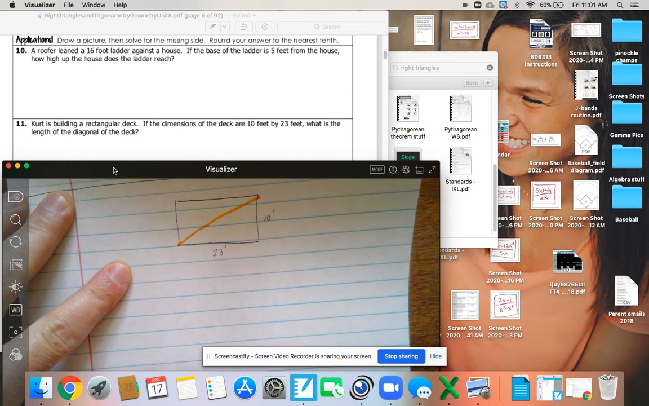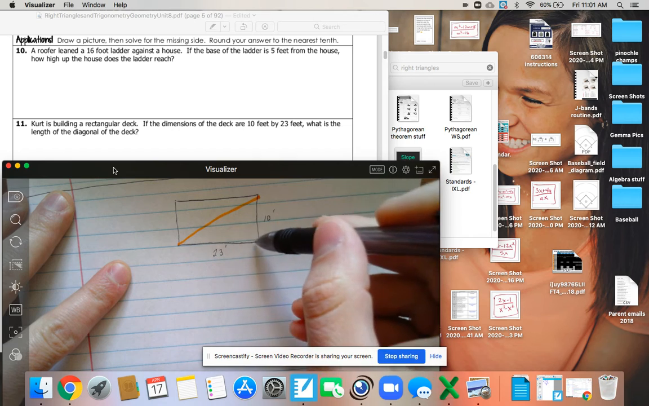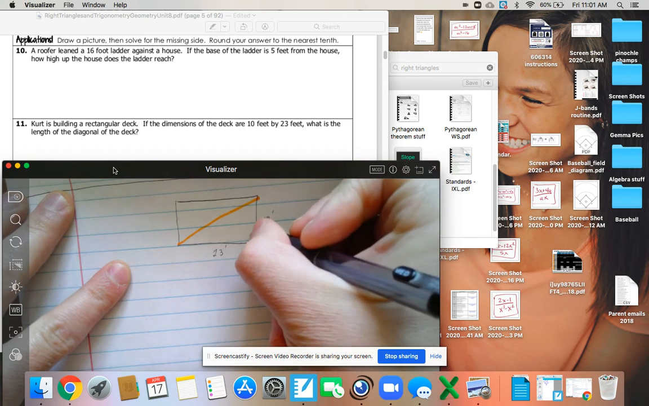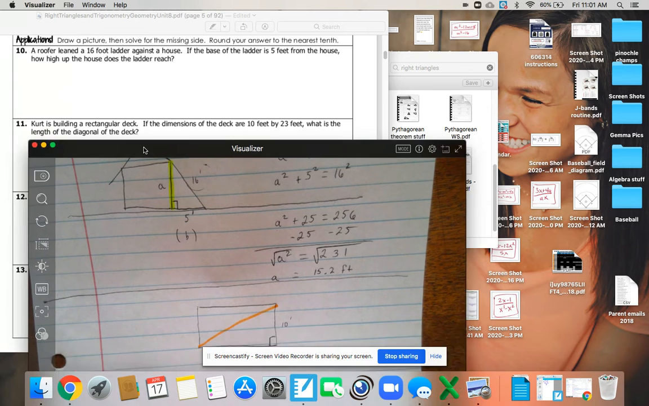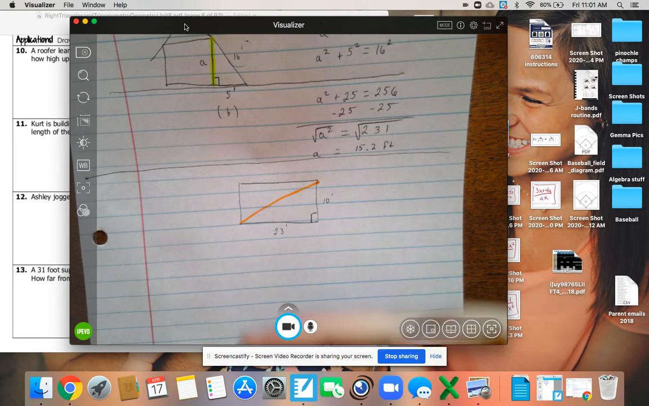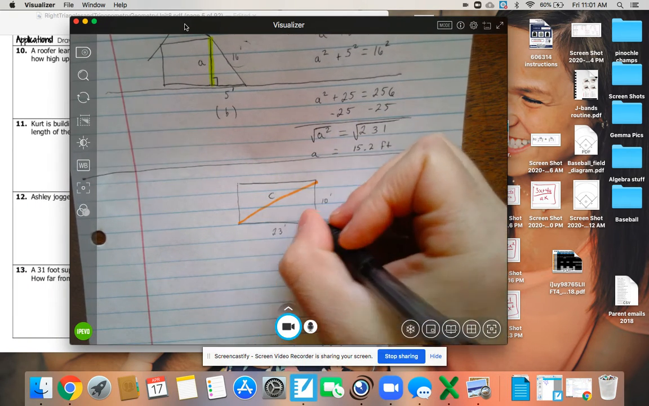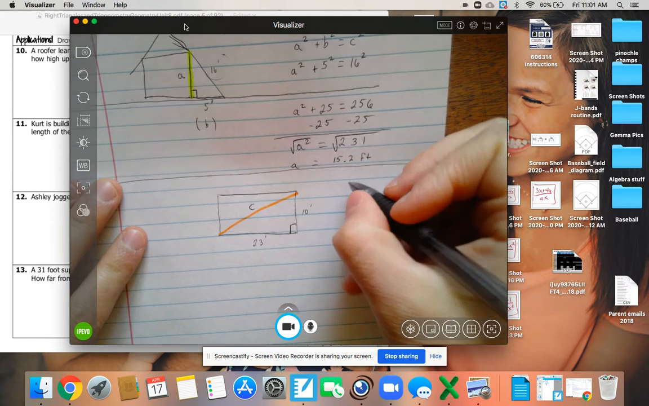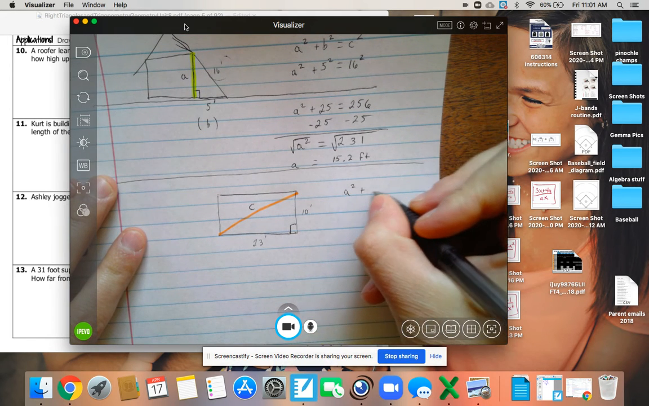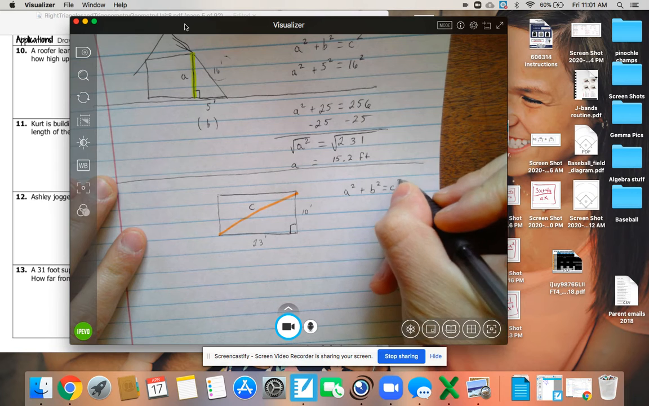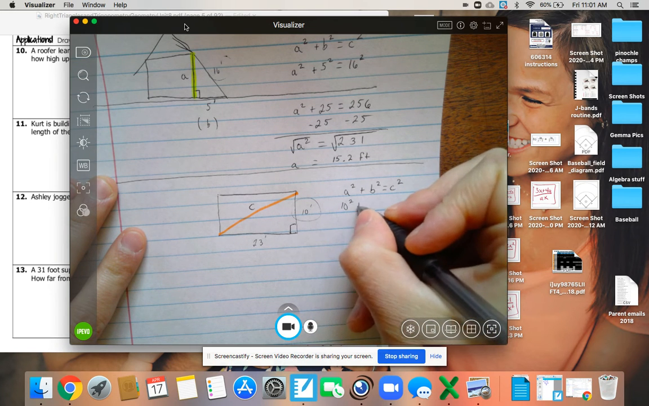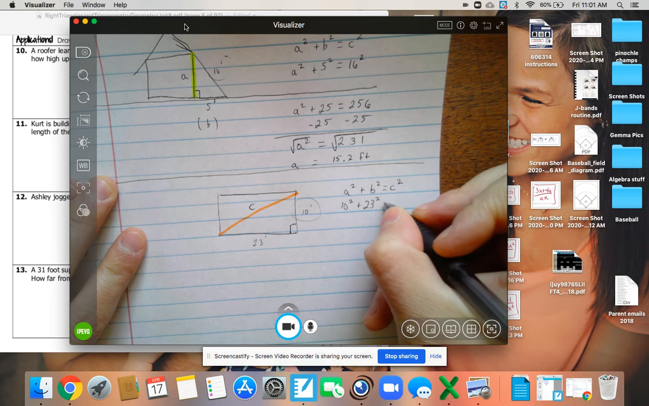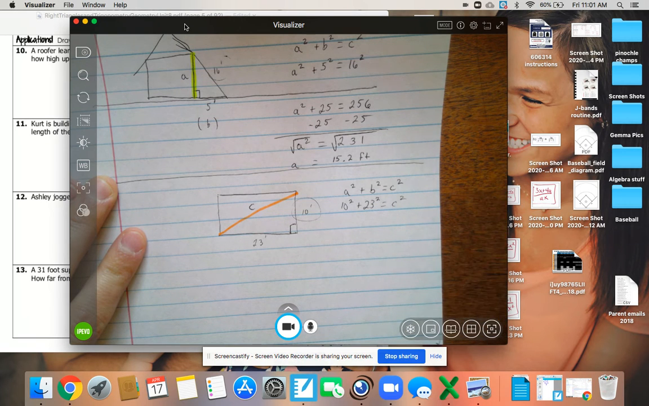Now in the scheme of the rectangle, we've got a little triangle that's formed, and it is a right triangle. And it feels like with this problem, we're looking for C. Okay, we're looking for this value. We're looking for the hypotenuse of that right triangle. Well, again, we're going to write down our formula. A squared plus B squared equals C squared. Fill in the values that we know. 10 to the second power, 23 to the second power is equal to C to the second power.